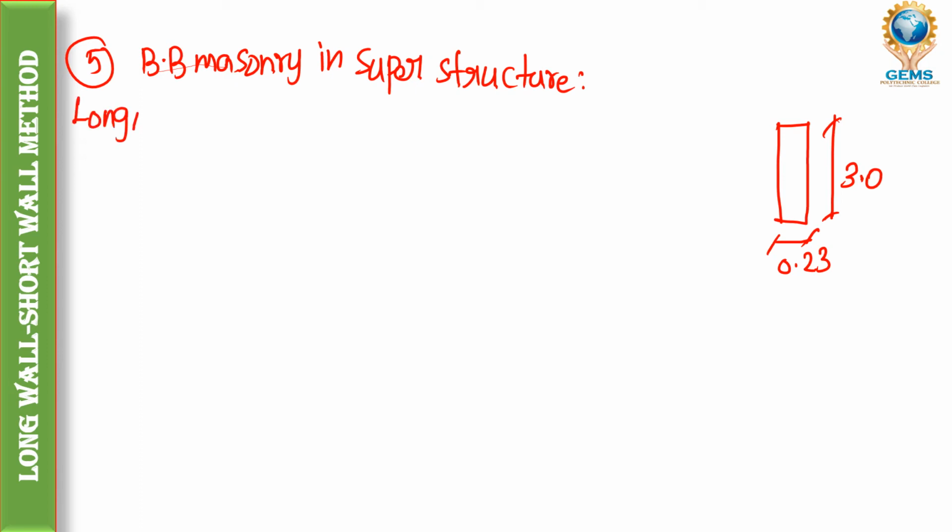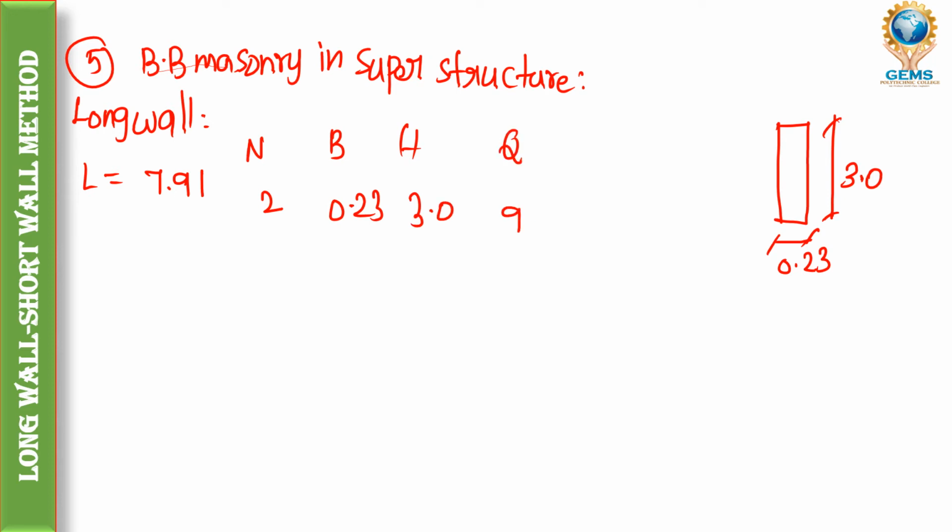So for the long wall, the same formula: L equals L1 plus the width of the item. So what will we get? 7.91. Then N equals two sides, then length, then breadth. Breadth is 0.23, then height we have already written, 3.0. So we will get the quantity as 9.9.